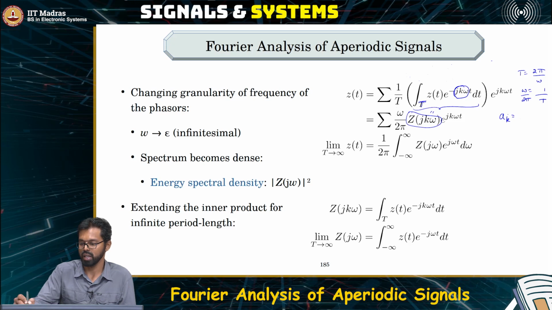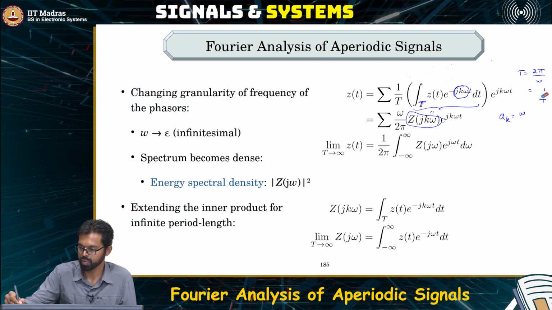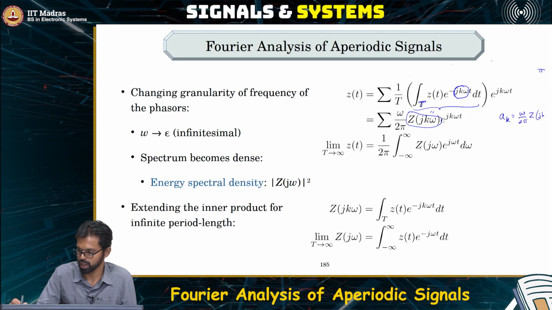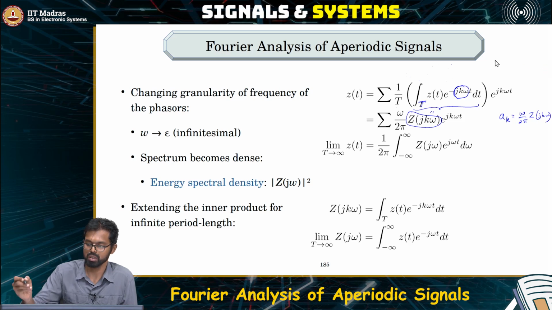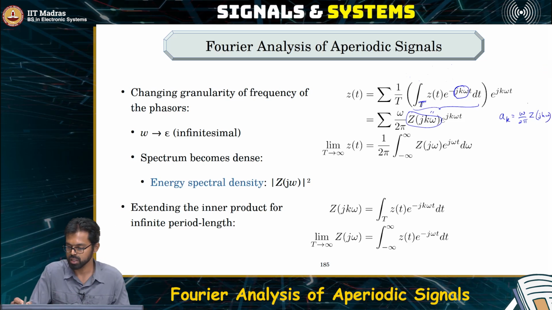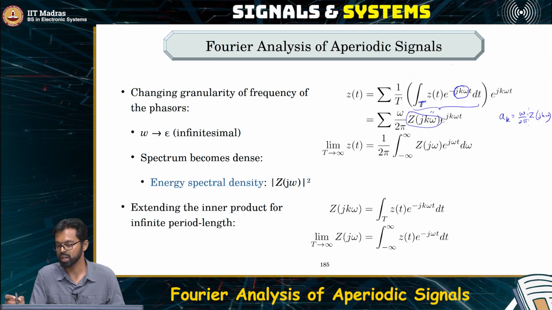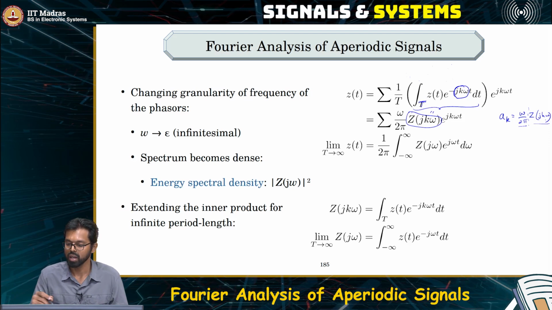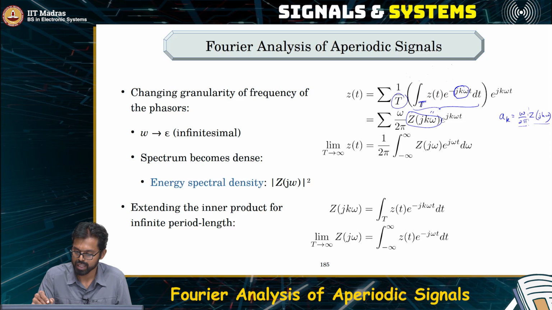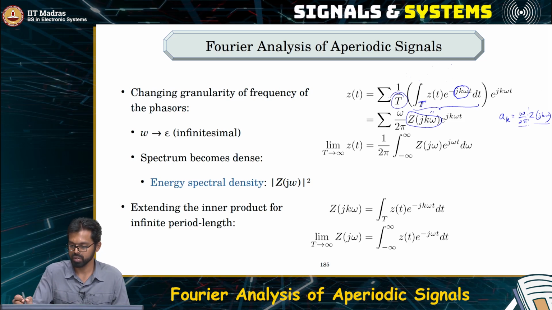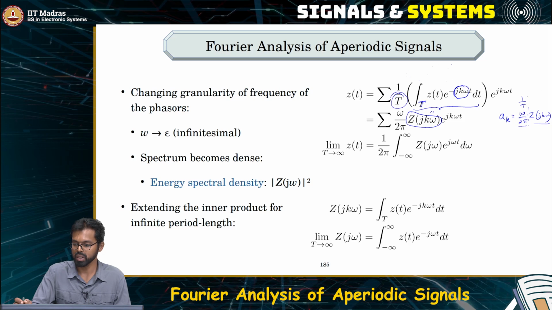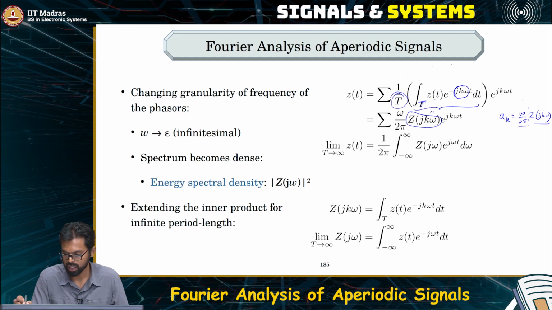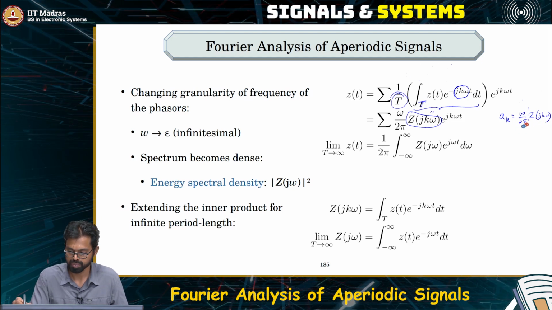So earlier, what did we say? We said that a_k was equal to, in this case, omega by 2 pi z of jk omega; that was the Fourier series coefficient a_k, okay? We are just splitting that into two parts, omega by 2 pi and z of jk omega. We are doing this because we are now going to let T tend to infinity, right? So because of that, we cannot keep 1 by T here, since you will get a 1 by infinity form. So we want to do some manipulation to get rid of that. So we are separating that out, and then writing omega by 2 pi and z of jk omega.